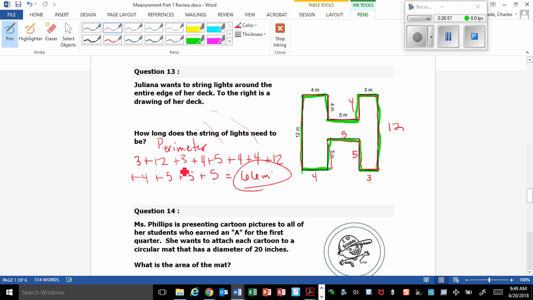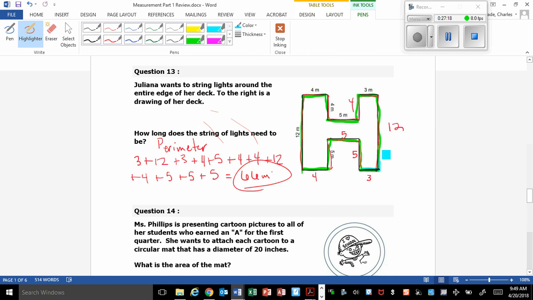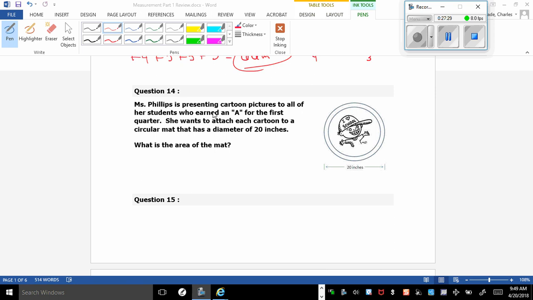Now, you don't have to do it. I just expanded it out. You can combine the 3 4s, the 5 5s, and 2 12s, and so on. But just remember, don't forget to account. When we add, we've got to add everything. This, this, this, this, this, and this. Okay? All right, question 14.